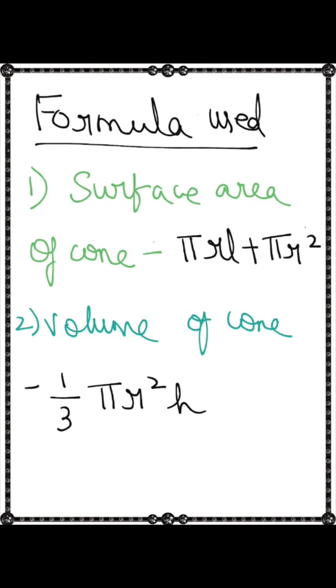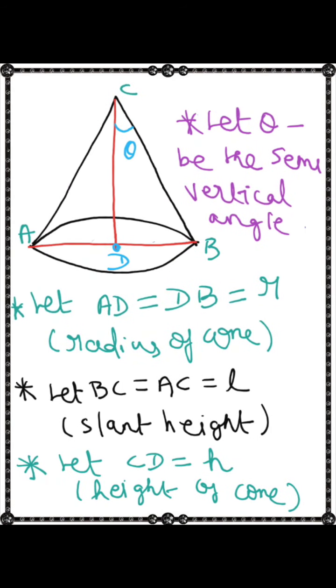The formulas we are using here are: surface area of cone, pi r l plus pi r square, and volume of cone, 1 by 3 pi r square h. For this exercise you should know the two-dimensional and three-dimensional surface area and volume formulas so that it will be easy while you solve the question. We have taken a cone and I have named it ABCD. That is up to your convenience, however you name it, but stick to that naming throughout the answer.